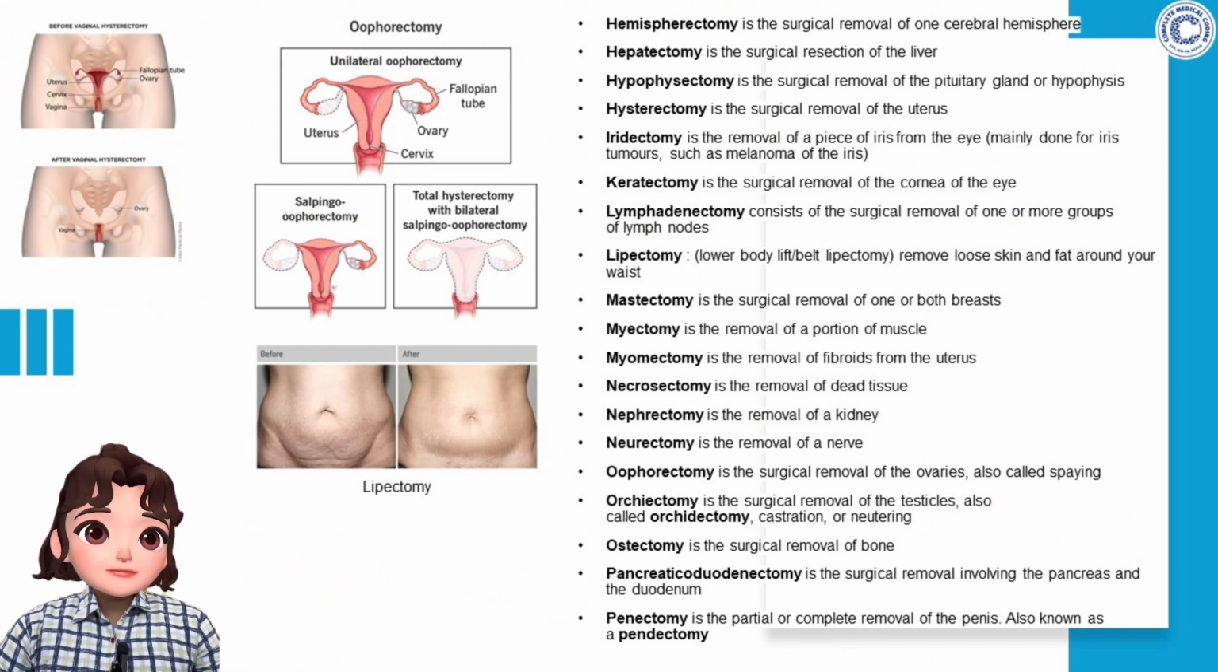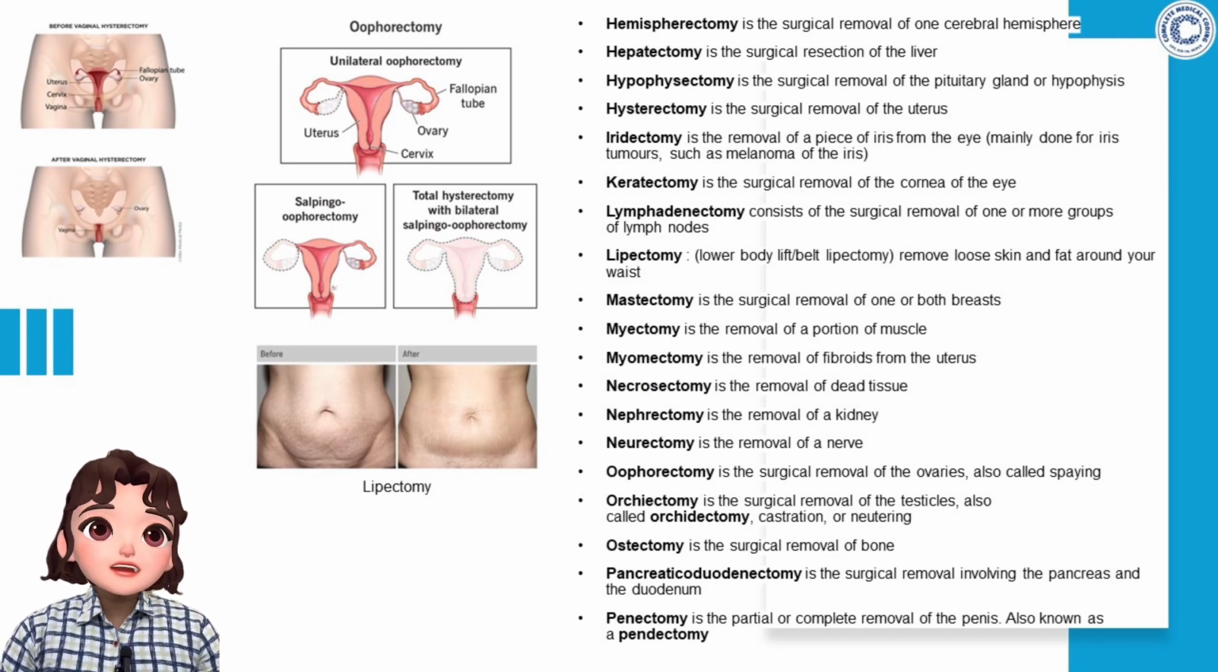Lipectomy is also called belt lipectomy or lower body lift, which means it removes loose skin and fat around your waist. You can look in the picture, I have mentioned it there. What is lipectomy? The loose skin around your waist, that loose skin or excess fat will be removed. That medical term is called lipectomy.